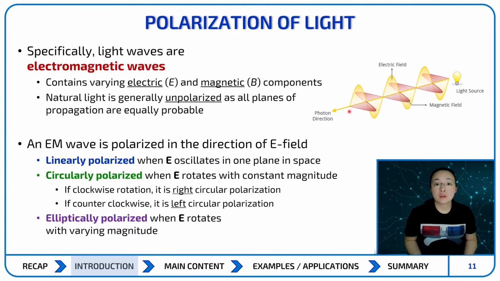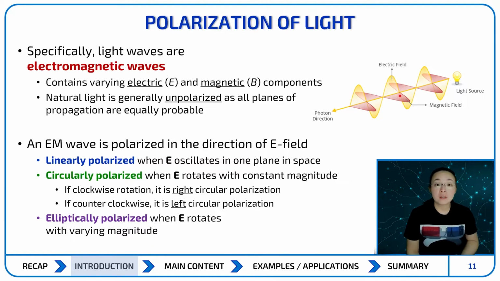But when we do talk about the polarization of light, it means that we're forcing it to exhibit a certain property, either to make it linear, make it rotate at the same magnitude, at the same speed, or keep it at an angle permanently. So an electromagnetic wave can be polarized in the direction of its electric field. So over here in yellow, we have the electric field, and in red, the magnetic field. And the light source is here, and it propagates the photons across the wave.